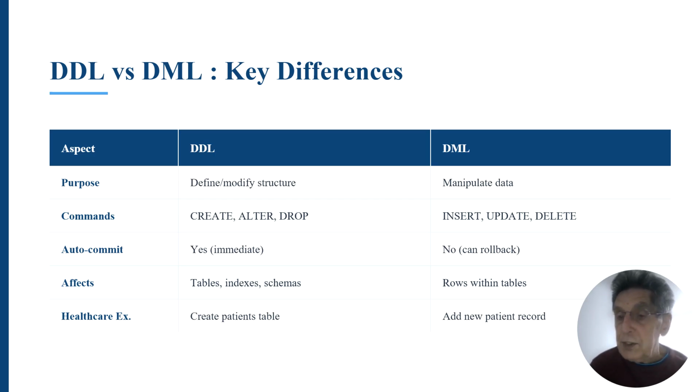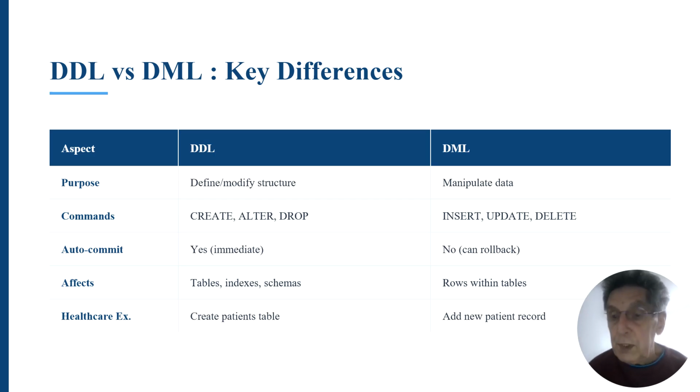Understanding this distinction prevents costly mistakes. The purposes: data definition language defines the structure, the blueprint, while data manipulation language manipulates the data, the contents. The commands: DDL uses create, alter, and drop. DML uses insert, update, and delete.